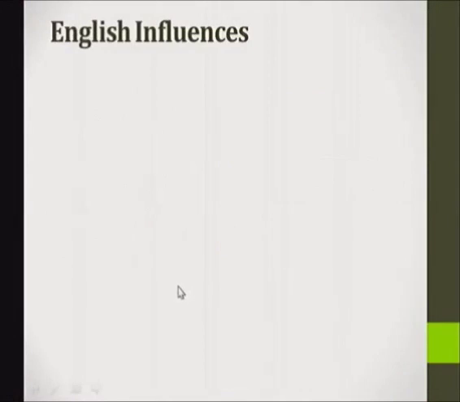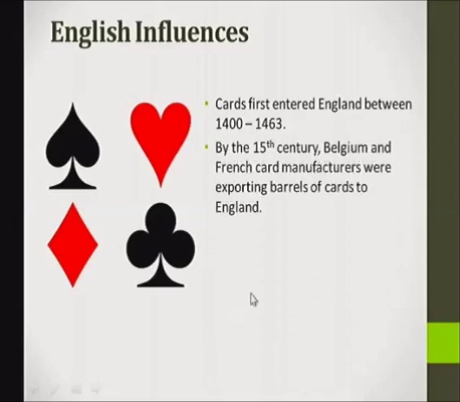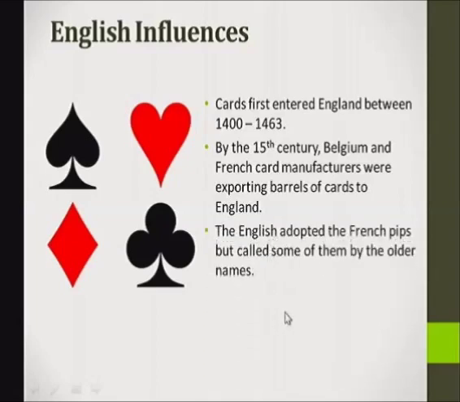Why am I telling you about modern playing cards? Because the history of playing cards and the history of the tarot are inextricably intertwined with one another. Recognize these? We all do. And this is the lasting influence of the French. So, cards entered England between 1400 and 1463. In the 15th century, Belgian and French card manufacturers were exporting barrels of cards. And the English adopted the French pips, but called some of them by the older names.